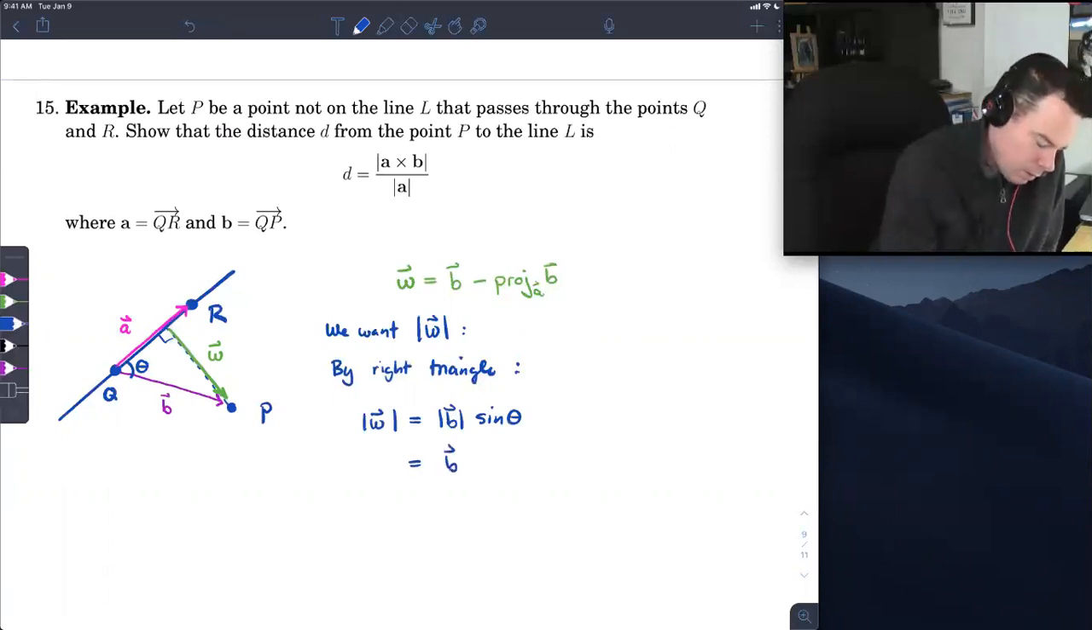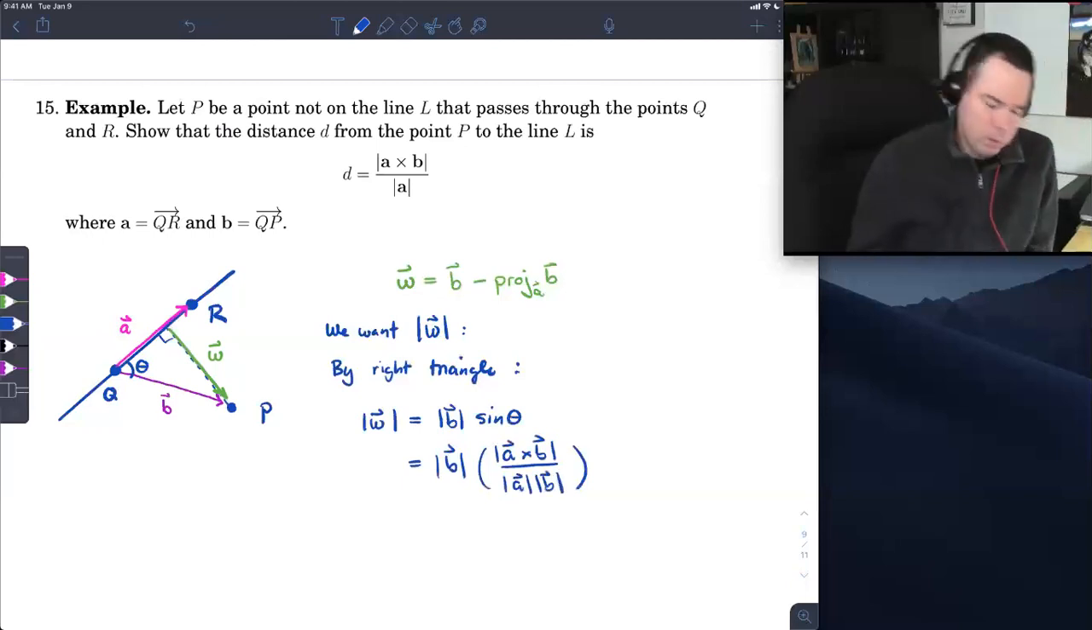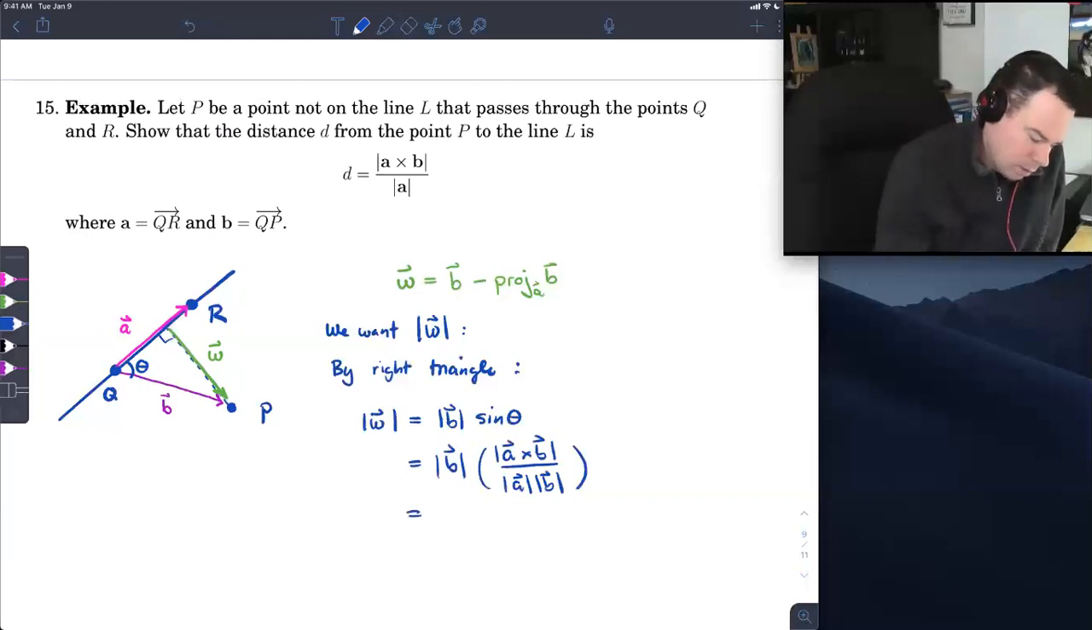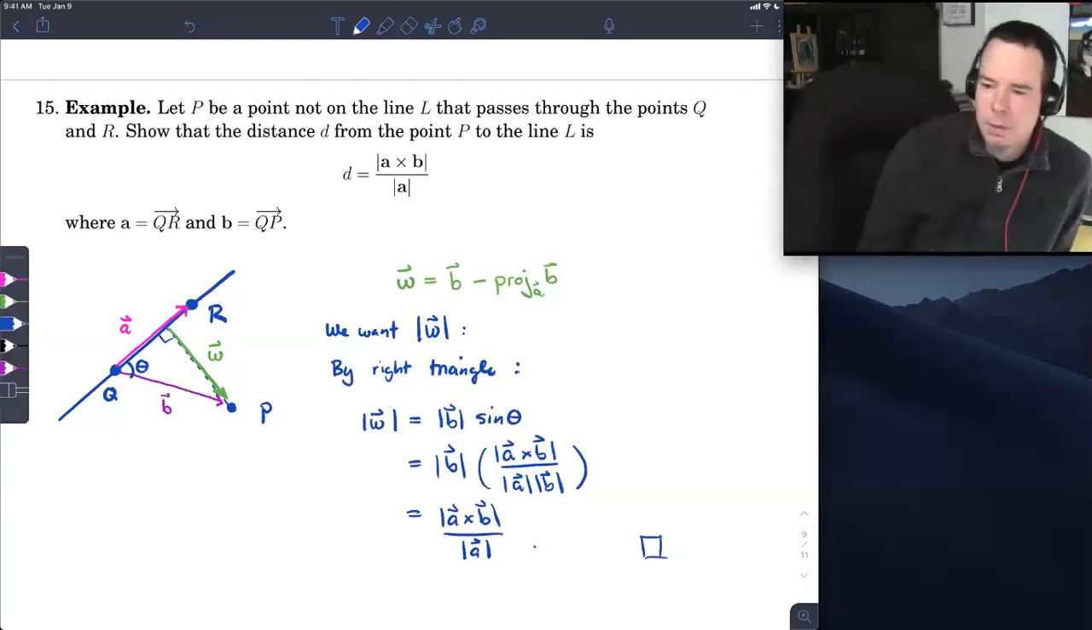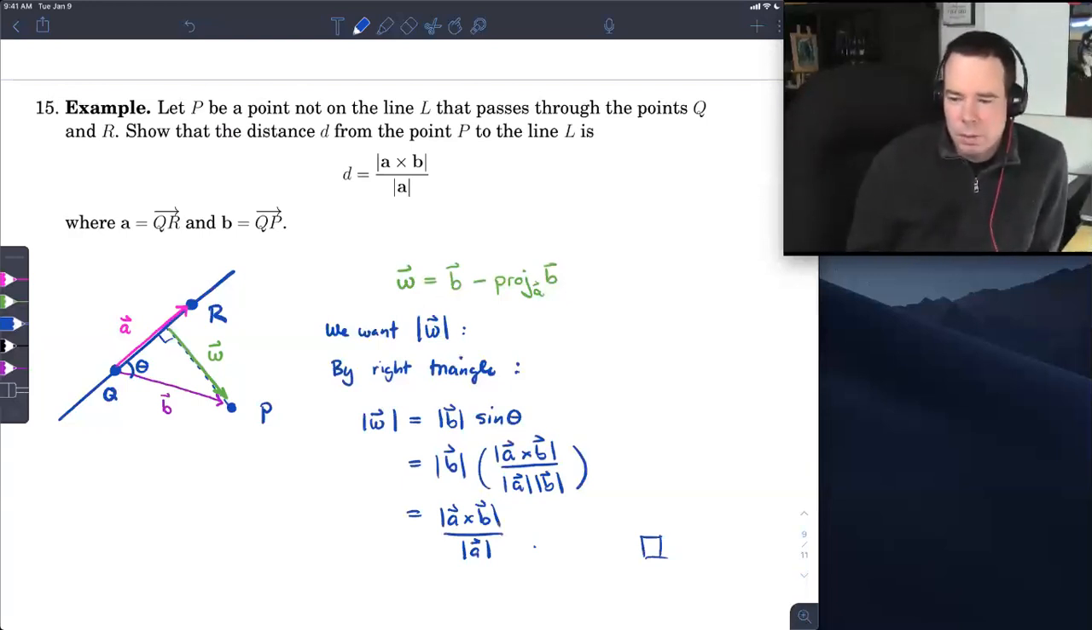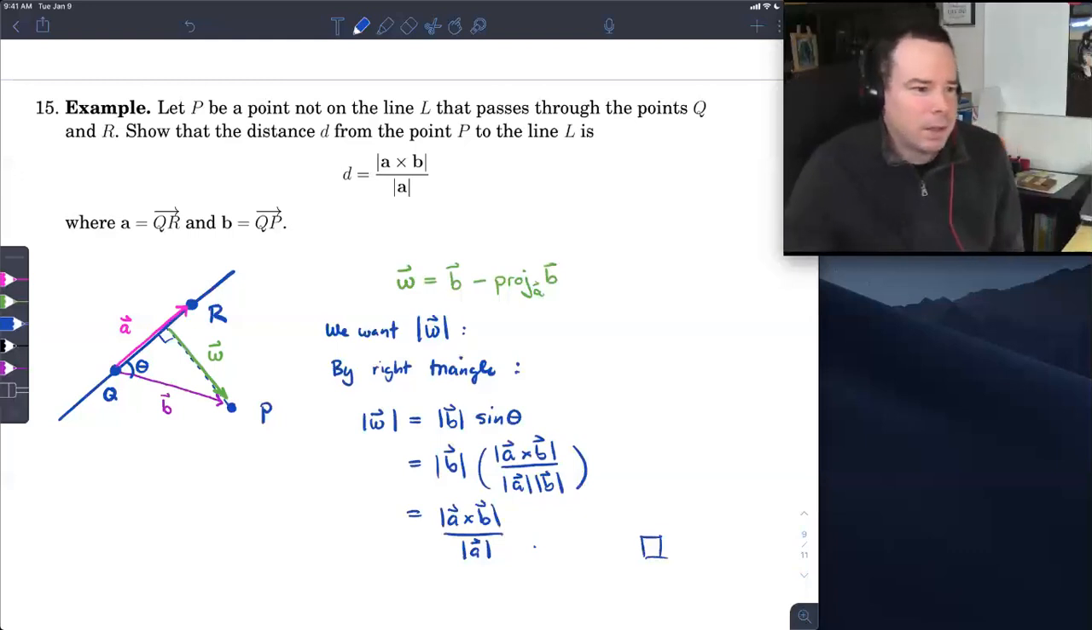But we also have that sine of theta can be related to the cross product. That's the magnitude of A cross B over the magnitude of A times the magnitude of B. That's using our relationship between the sine of the angle and the cross product. And that gives us our result, because now the magnitudes of B cancel, and that's the end of our argument. So if I want to work out the distance from a point to a line, I just need to know the vector in the direction of the line and any vector that goes out to the point, and I take the cross product and divide by the length of the vector in the direction of the line.